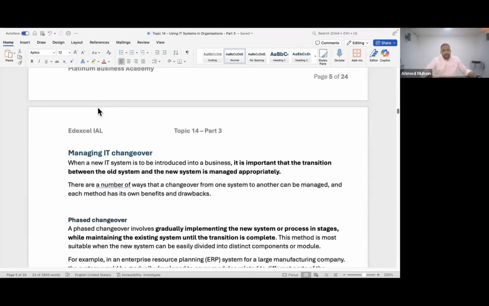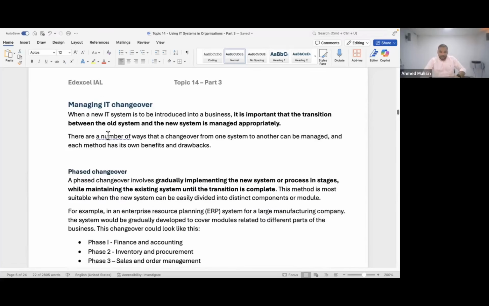So when companies switch from a manual system to a computerized system, there are a lot of factors that they must consider. What we're going to talk about now is managing IT changeover, which is basically the different ways that they can make the change.